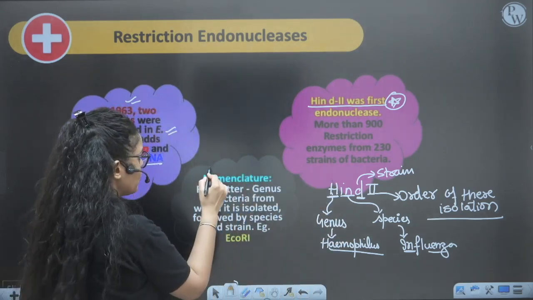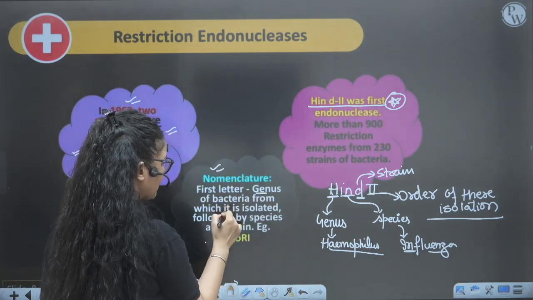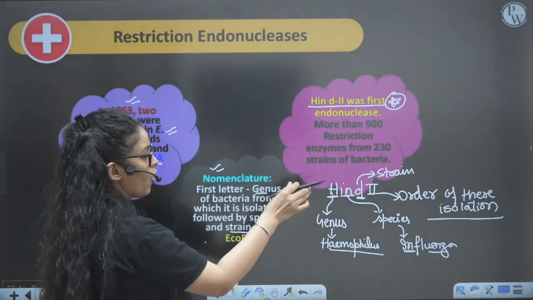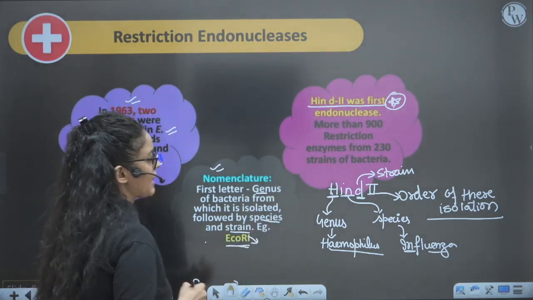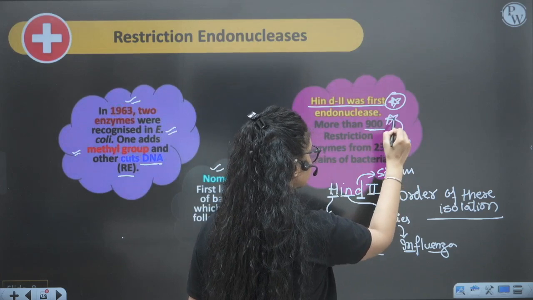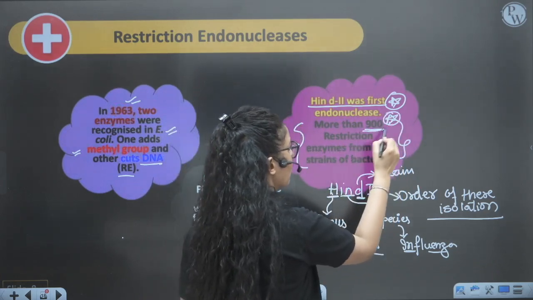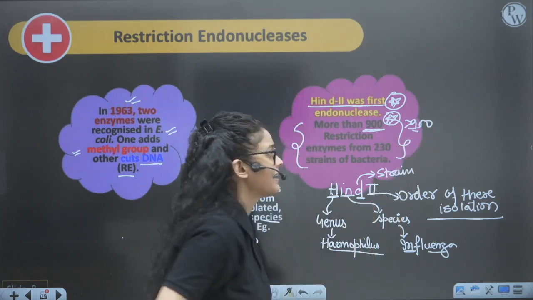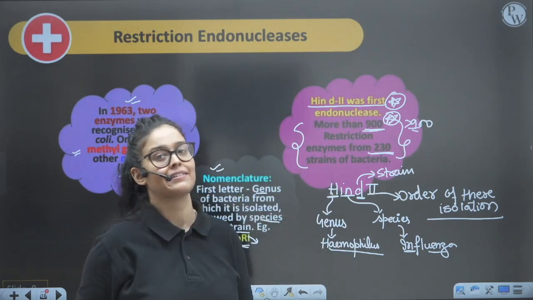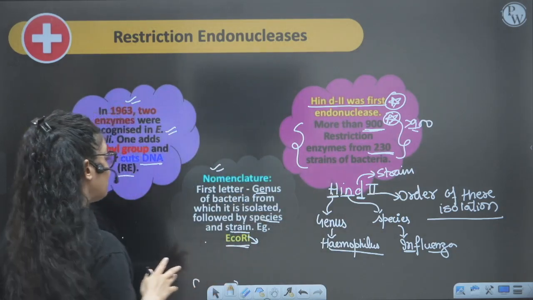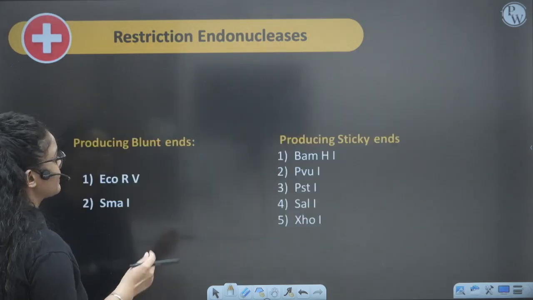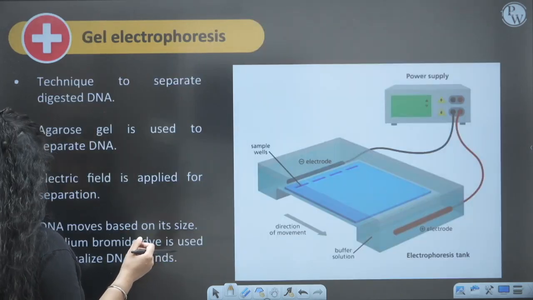So how do we name them? The first letter represents the genus of the bacteria from which it is isolated, followed by the species, its strain name, and a number that represents the order of isolation, right? EcoRI is another example. And nowadays, a very important statement for NEET: more than 900 restriction enzymes have been isolated from 230 strains of bacteria. So when we have seen the nomenclature, we will now see their recognition sites, how their recognition sites look.